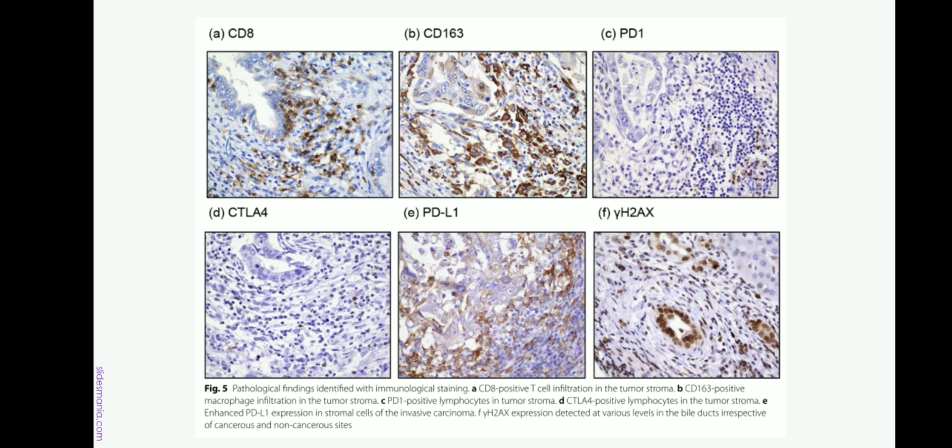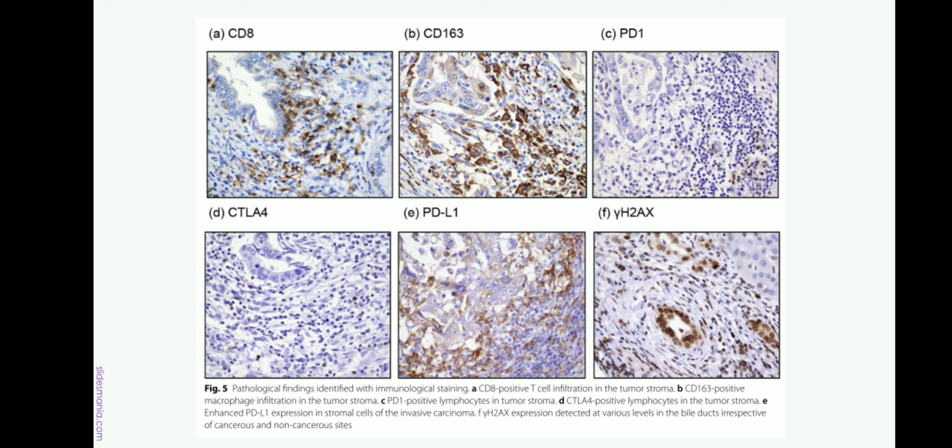These are the pathological findings identified with immunological staining. In figure A, we can see CD8 positive T cell infiltration in the tumor stroma. In figure B, we can see CD163 positive macrophage infiltration in the tumor stroma. In figure C, we can see PD1 positive lymphocytes in the tumor stroma.